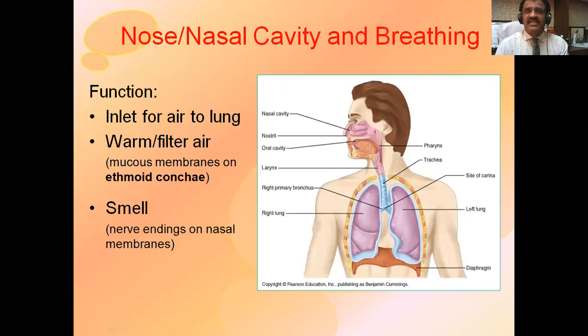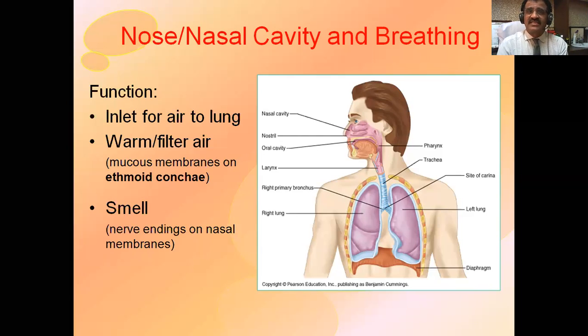We have already studied the nose, and we know what the nose and nasal cavity are, and that it is required for breathing. You all know that you are breathing this side, I am breathing this side. The function is, of course, an inlet for air to the lung. So what we inhale, that is air, goes to our lung ultimately.